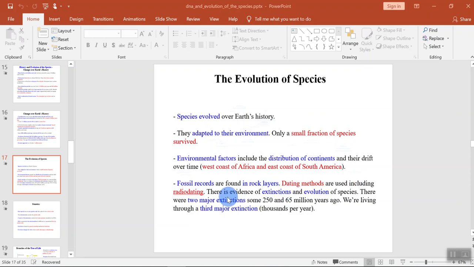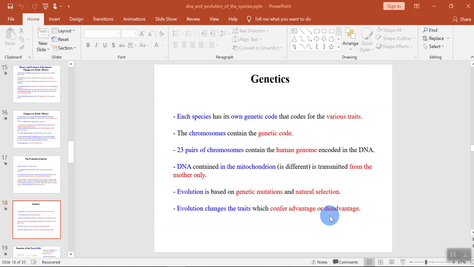Dating methods include radio dating. There is evidence of extinction and evolution of species. Two major extinctions, one some 250 million years ago and 165 million years ago. We're living through a third major, actually it's a fifth major extinction, caused by the burning of fossil fuels.